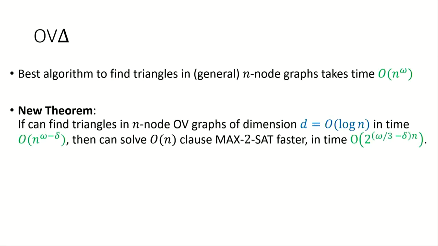So here's our new theorem. What we show is that if you can find triangles in n-node OV graphs of dimension only order log n, so you're given as input just n vectors of dimension log n, and you want to figure out whether this graph has a triangle or not, then if you can solve this in better than n to the omega time, like n to the omega minus delta time, then you can solve sparse Max-2SAT instances faster, in time 2 to the omega over 3 minus delta times n. So if you get a savings for finding triangles in these OV graphs of dimension order log n, then you get a corresponding saving for solving Max-2SAT as well.